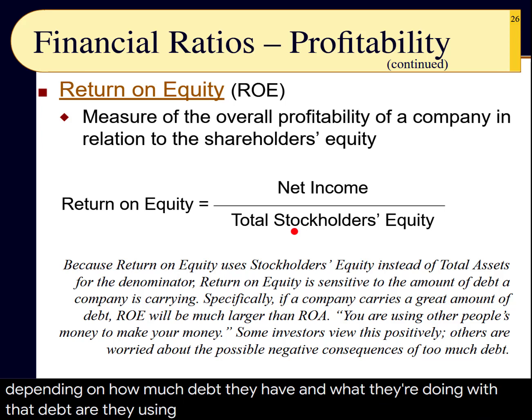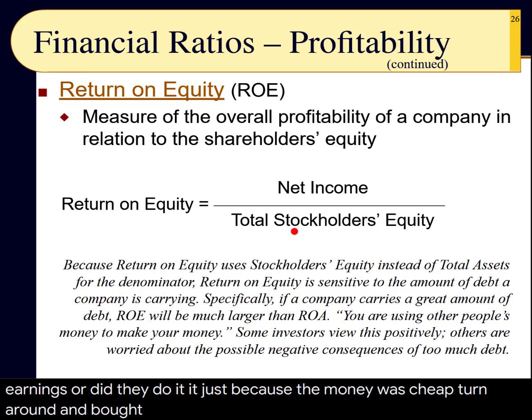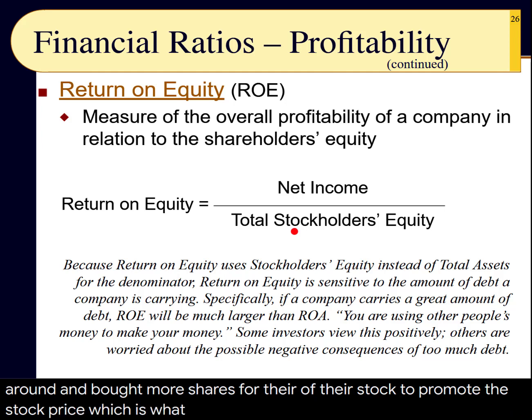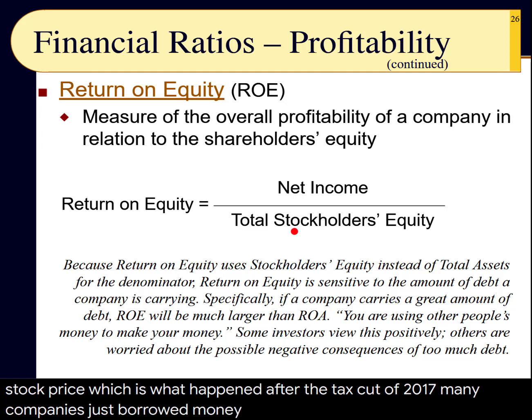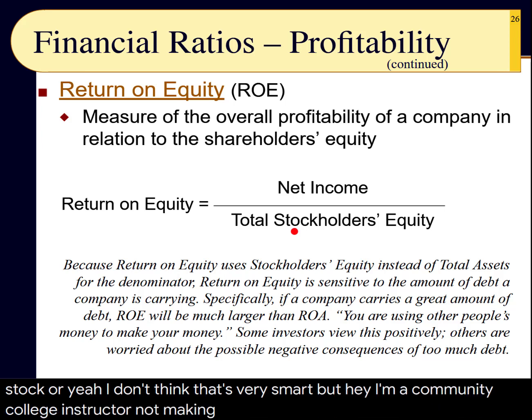Are they using it to create more products, more sales, more earnings, or did they do it just because the money was cheap, turn around and buy more shares of their stock to promote the stock price, which is what happened after the tax cut of 2017? Many companies just borrowed money to turn around and buy back their stock. I don't think that's very smart, but hey, I'm a community college instructor, not making millions of dollars as a CEO, so what can I say?